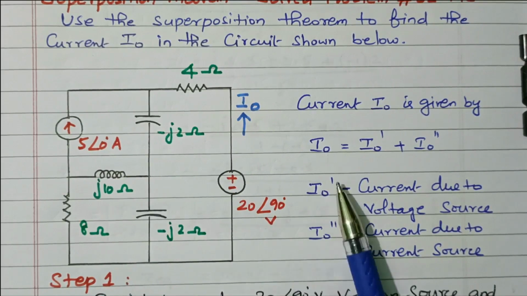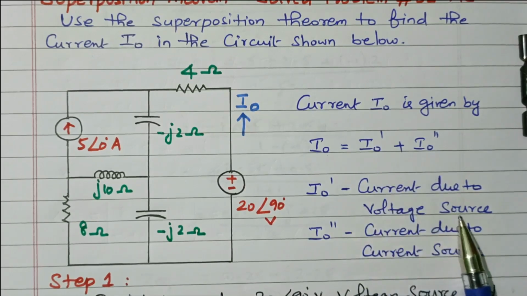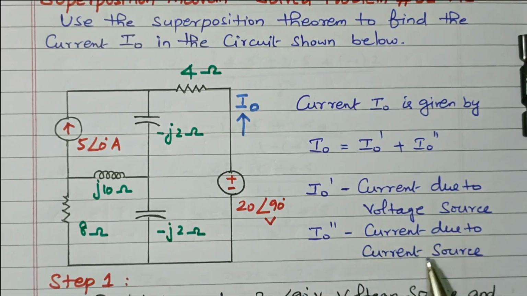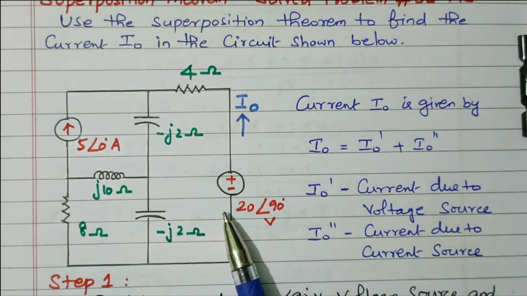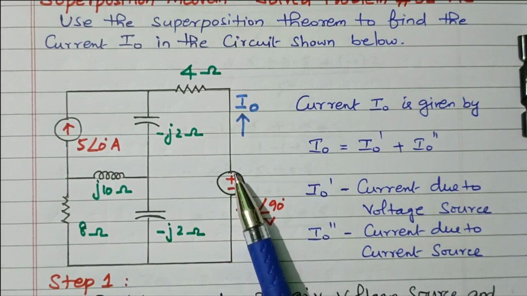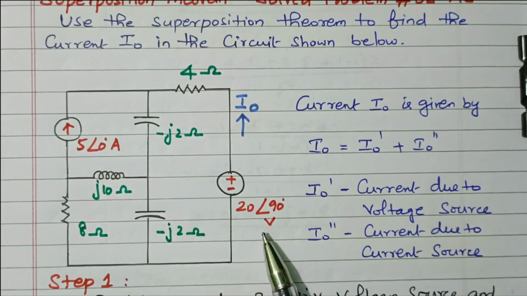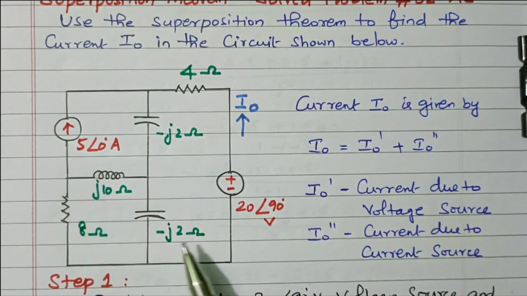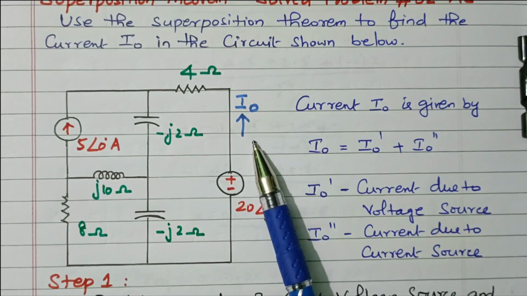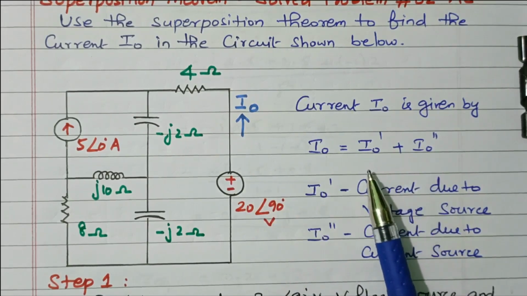So based on the superposition theorem, the current I0 equals I0 dash plus I0 double dash. I0 dash is the current due to the voltage source alone. I0 double dash is the current due to the current source alone. In the superposition theorem, first we consider only one source and remove the other source. We remove the voltage source by short circuit, then find the current I0 due to the current source alone. In the second step, we consider only the voltage source. We remove the current source by open circuit and find I0 again. So the total current is I0 dash plus I0 double dash. That is the principle of the superposition theorem.